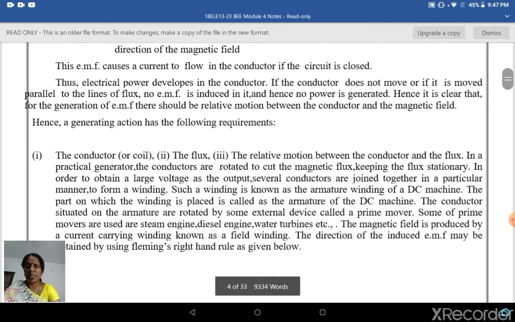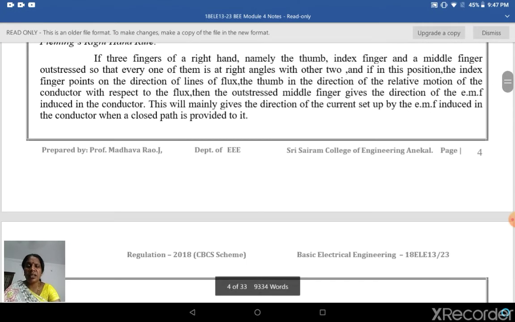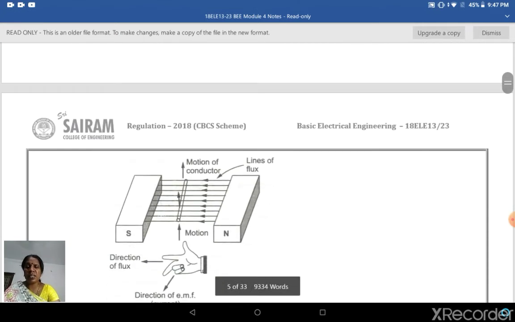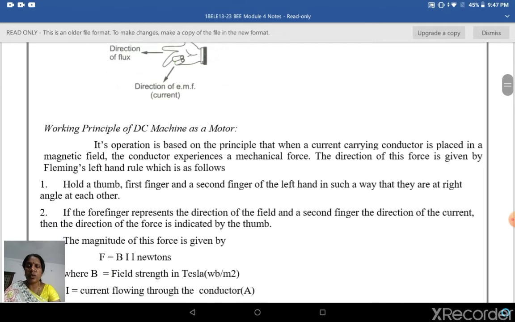As for the working principle, the input for the DC generator is mechanical energy. The input for the DC motor is electrical energy. So consider a coil rotating in a magnetic field. When the coil is rotated, the input is mechanical energy, so EMF will be induced in the coil. The output will be the EMF or electrical energy, and that is the generator.